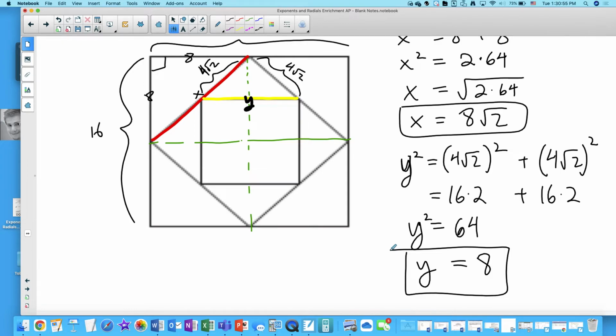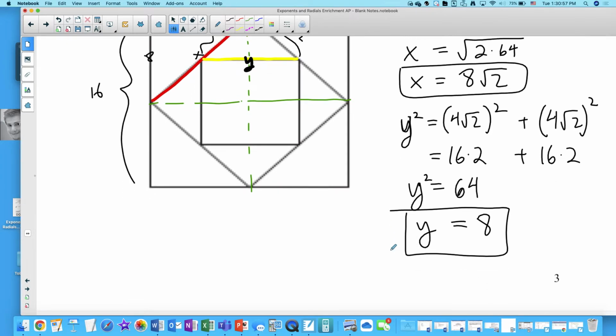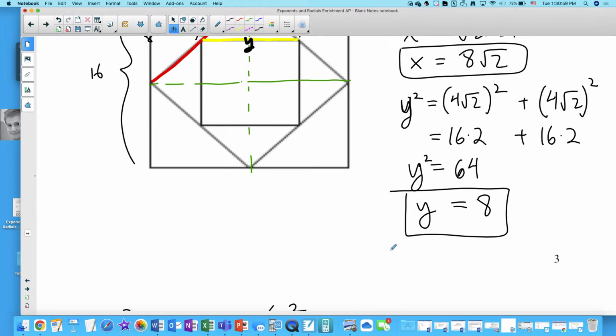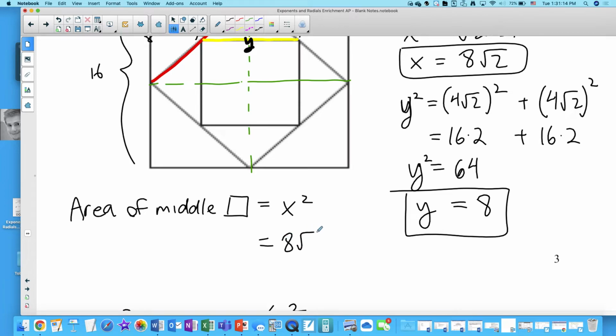So the area of the middle square is going to equal x squared, which is 8 root 2 squared. And that is 8 squared is 64, root 2 squared is 2. So that's 128.